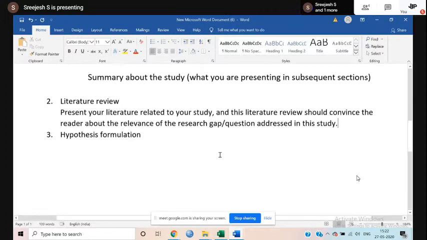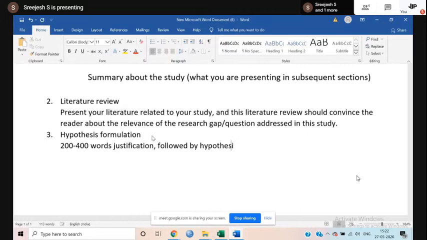So, after that, when you're presenting hypotheses, you can go section by section. You can present 200 to 300 or 400 words of justification, followed by the hypothesis. In an extreme case, you can club hypotheses together. My suggestion is that for every hypothesis you state, there should be 200 to 400, or a maximum of 500, words of justification.